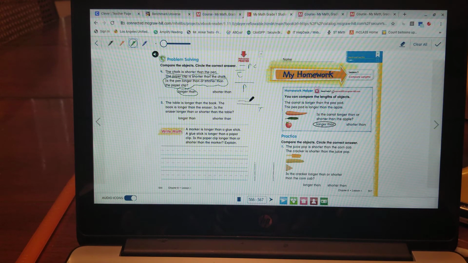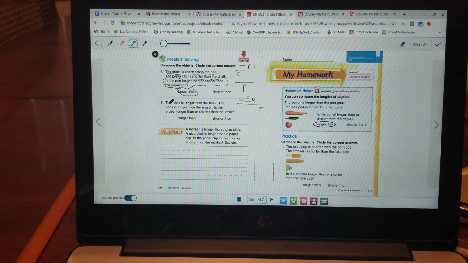I'll make this the book. B. The book is longer than the eraser. Okay. I'll make the eraser. Oh, I forgot to read through it and underline. So let's go back. It's never too late to do our strategies.